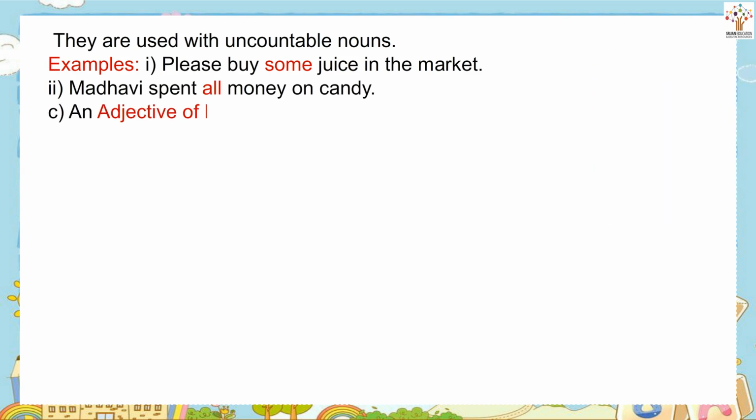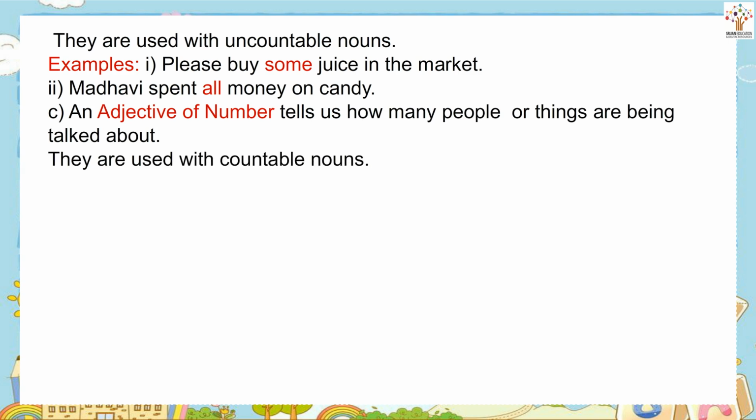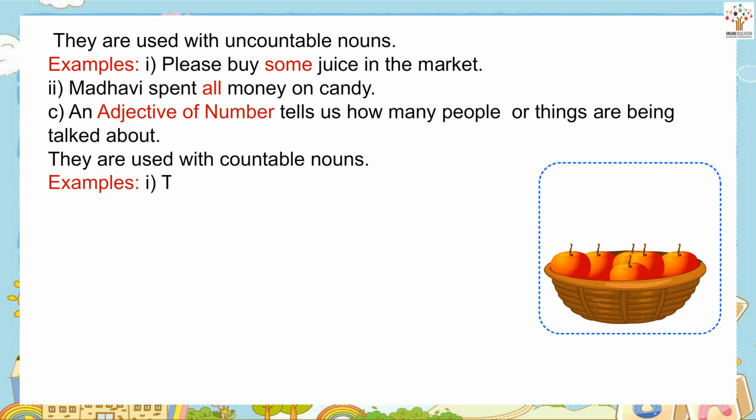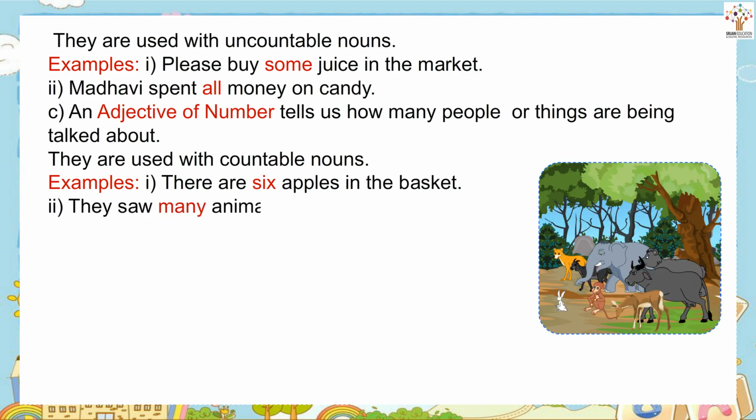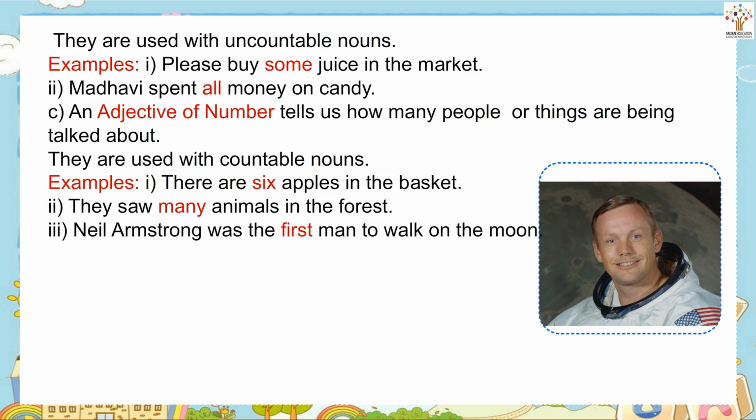An adjective of number tells us how many people or things are being talked about. They are used with countable nouns. Examples: There are 6 apples in the basket. They saw many animals in the forest. Neil Armstrong was the first man to walk on the moon.